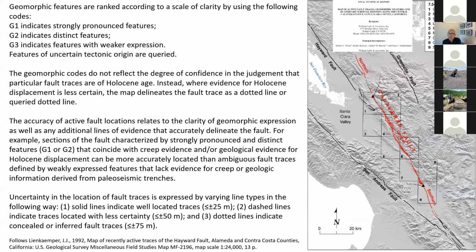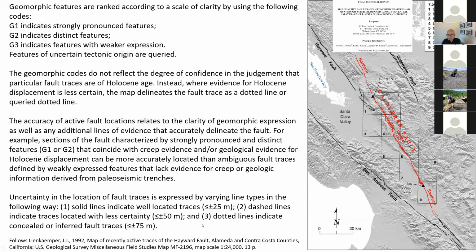geomorphic features are ranked according to a scale of clarity by using the following codes. G1 indicates strongly pronounced features, G2 distinct features, G3 features with weaker expression, and features of uncertain tectonic origin are queried. The geomorphic codes do not reflect a degree of confidence in the judgment that they're Holocene age. Instead, where evidence for Holocene displacement is less certain, the map delineates the fault trace as a dotted or queried line. And then the recency or the accuracy relates to clarity of the geomorphic expression, as well as any additional lines of evidence. For example, and so on, I'm just moving along.